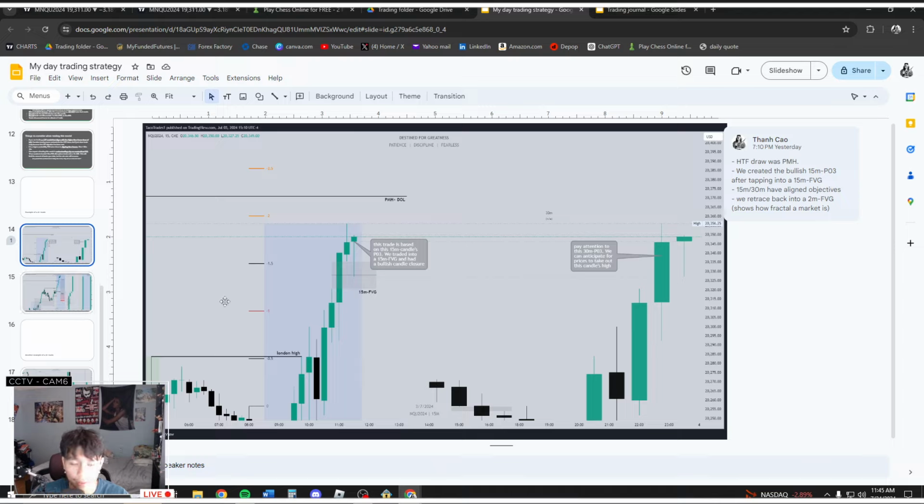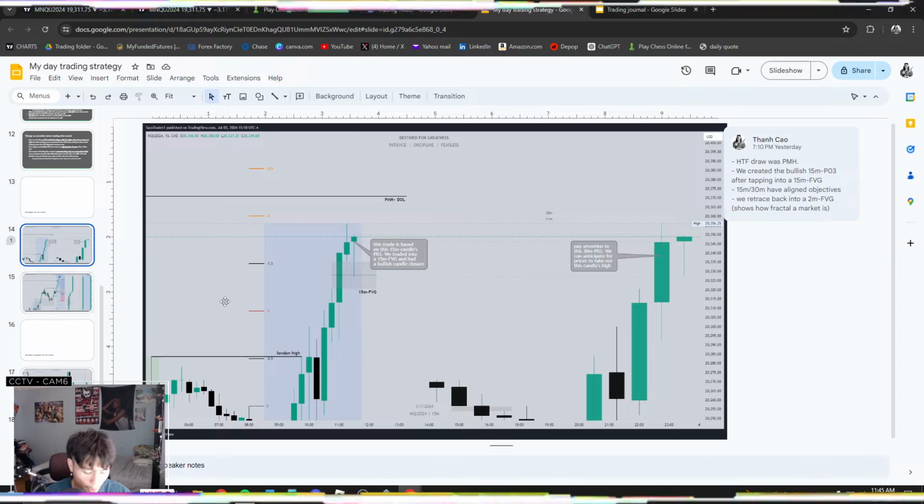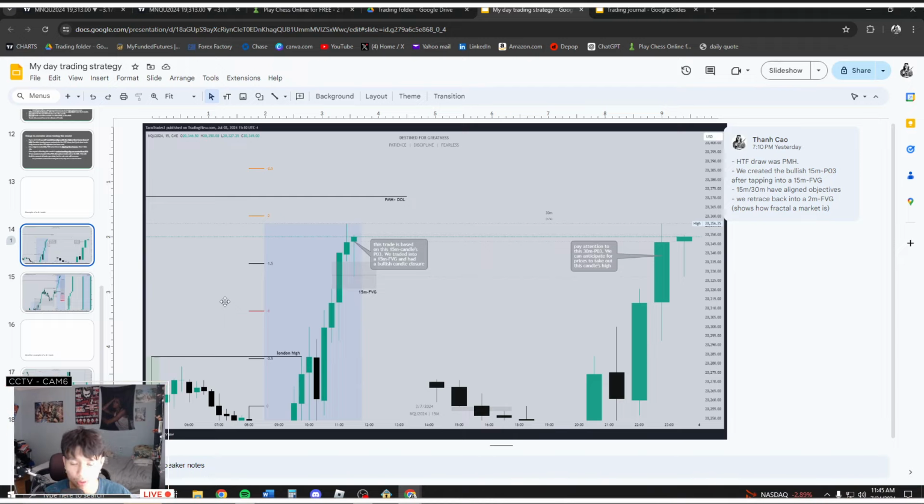It's like I said, we have the higher time frame draw, check. We have multiple time frames in alignment, check. I understand why we created that power of 3. The reason why we created this bullish 15-minute power of 3 here is because we retraced back inside of a 15-minute fair value gap, and we had a reaction to it.